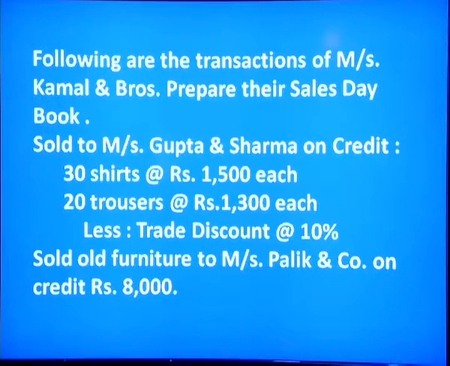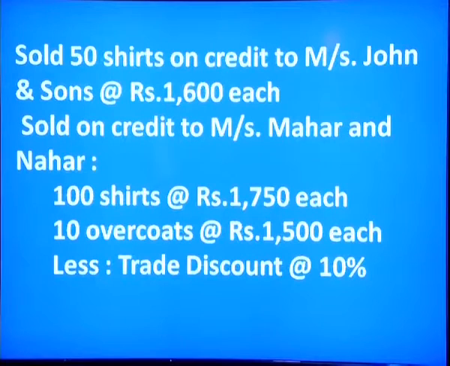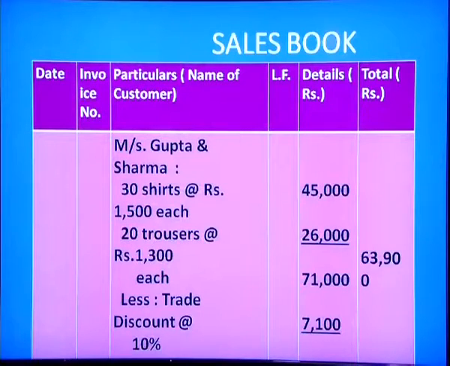What all items have we sold? 30 shirts at rupees 1,500 each, 20 trousers at rupees 1,300 each and less trade discount. Sold furniture. Then another item to Mahar and Nahar, sold on credit to Mahar and Nahar. How many shirts, overcoats, similarly trade discount, that is mentioned in the question. Then coming to the answer, how we have to prepare the sales book.